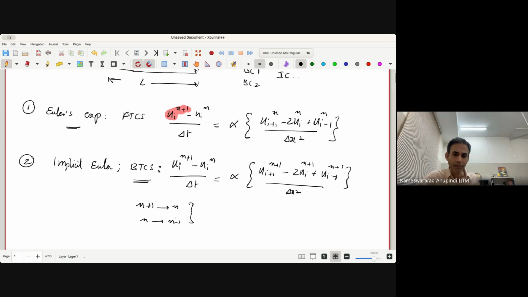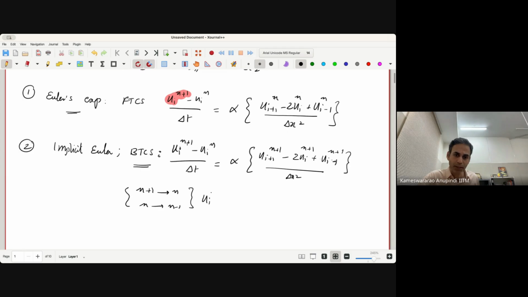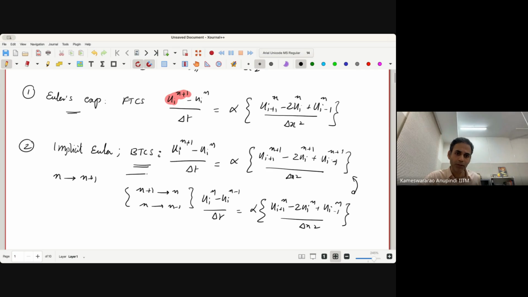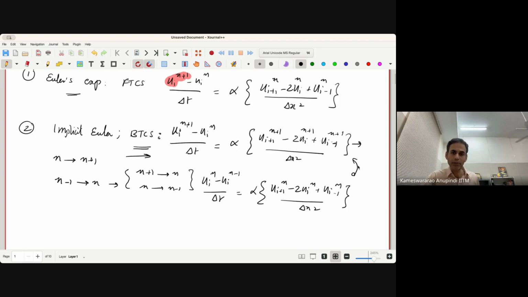You will also see this kind of treatment in certain textbooks, where you will write this as u_i^n minus u_i^(n-1) by delta t equals, on the right hand side you will have u_(i+1)^n minus 2u_i^n plus u_(i-1)^n divided by delta x square. We realize that both these formulations are the same, in a sense that we are moving from n to n plus 1 in this formulation, whereas we are moving from n minus 1 to n in this formulation. Okay, essentially what is on the right hand side is an unknown time level, right? It happens to be n in the case of the second one, and it happens to be n plus 1 in the case of the upper one. Okay, so you can write it in both ways.